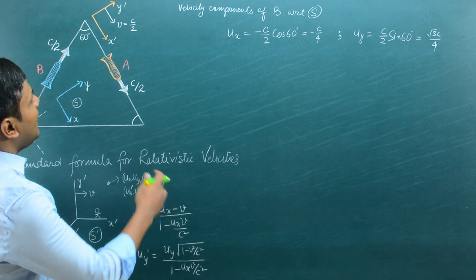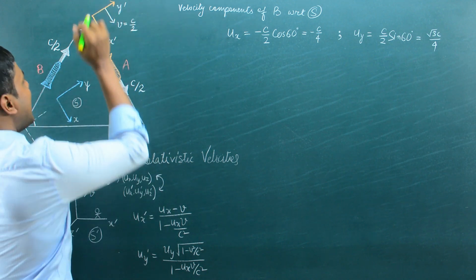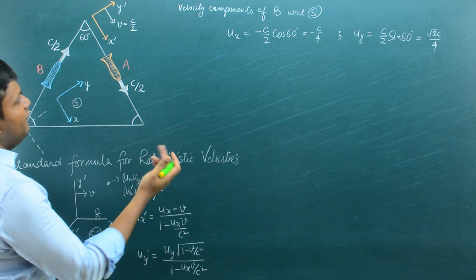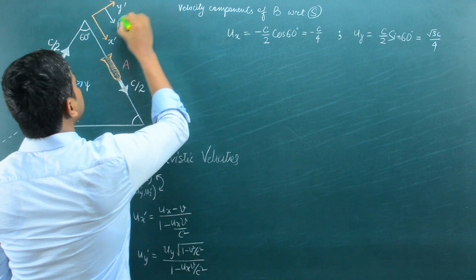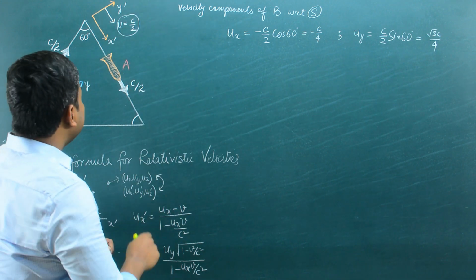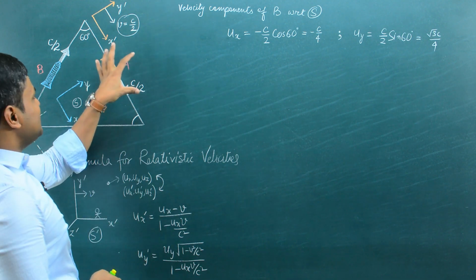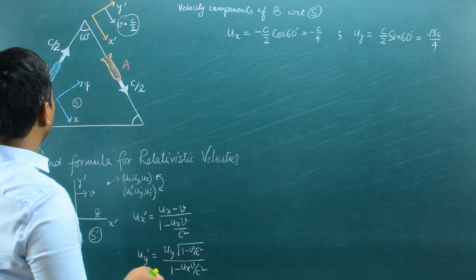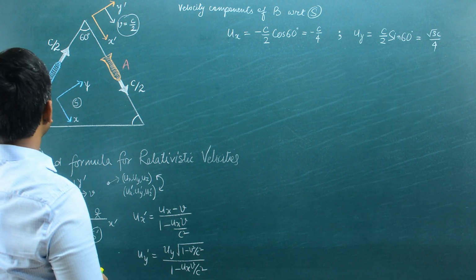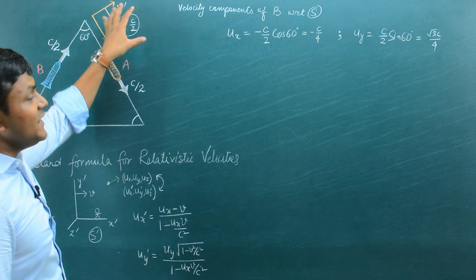So now, what is the speed of S dash frame with respect to the S frame? V, which is given by V is equal to c upon 2. That is the speed along the x axis. And S dash frame is in fact A. So now, I want to find out what is the speed of B with respect to S dash.